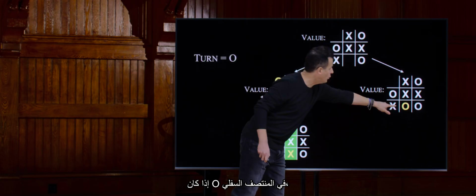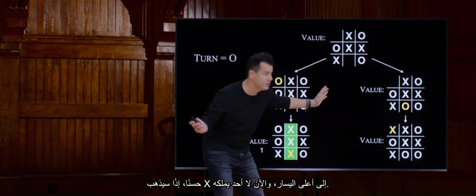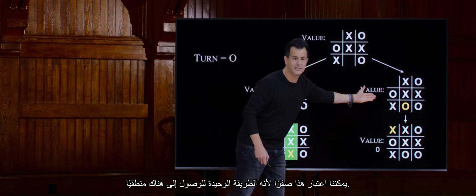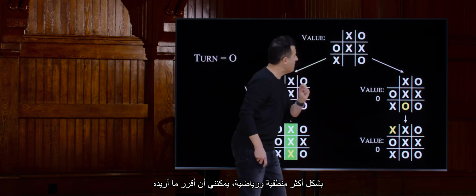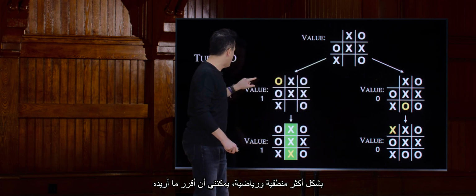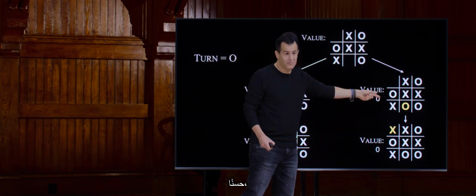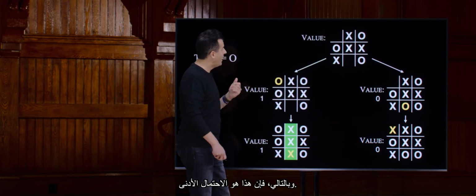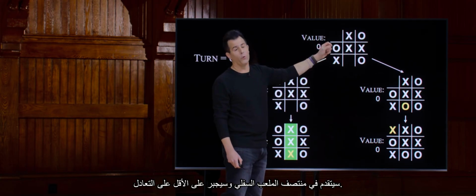Over here, though, if O goes bottom middle, well, then X is going to go top left. And now no one has 3 in a row. So the value of this board is thus 0. We might as well treat this as 0 because that's the only way to get there logically. So now O, more mathematically and logically, can decide: do I want an endpoint of 1 or an endpoint of 0? Well, 0 is the better option because that's less than 1, and thus it's the minimal possibility. So O is going to go ahead in the bottom middle and at least force a tie.